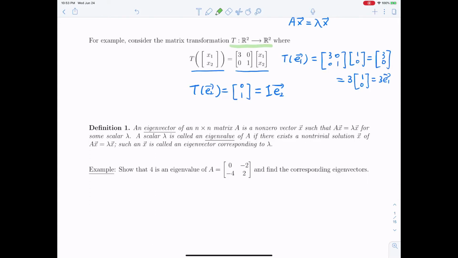So, an eigenvector of an n by n matrix A is a non-zero vector x such that Ax equals lambda times x. We call this Greek letter lambda. And the scalar lambda is called an eigenvalue of A if there is a non-trivial solution of the given matrix equation. In this case, we call x an eigenvector corresponding to the given lambda.